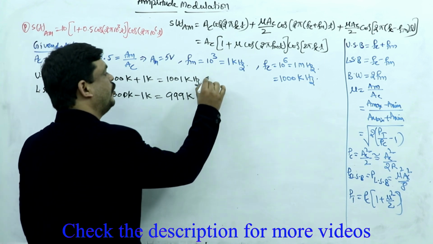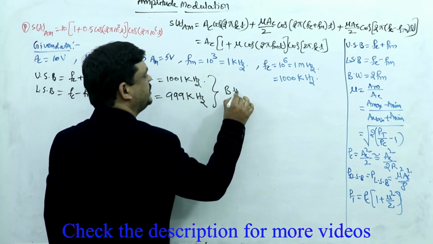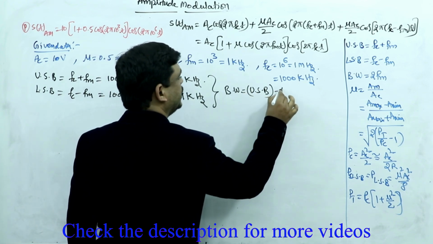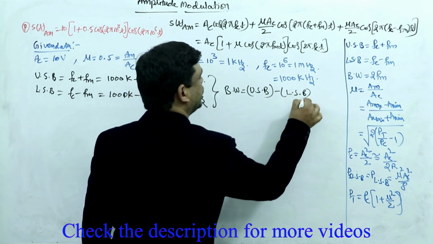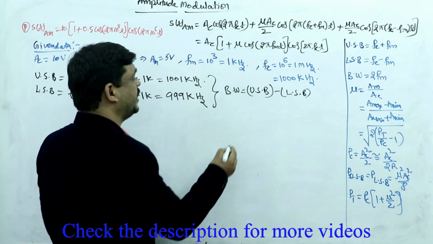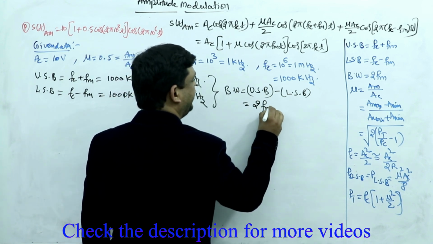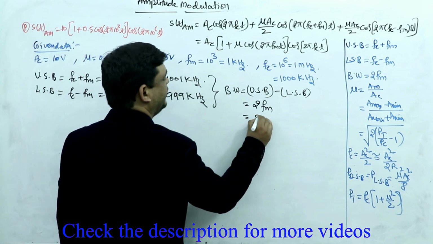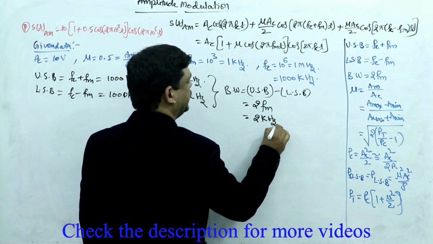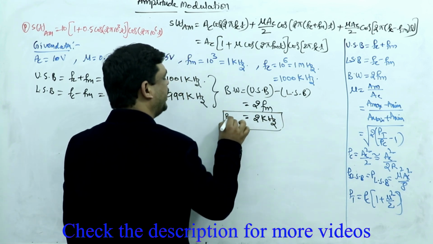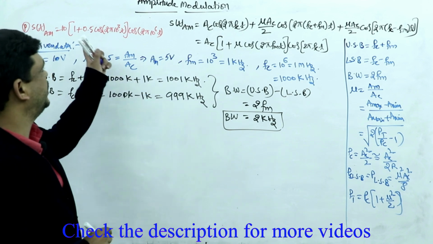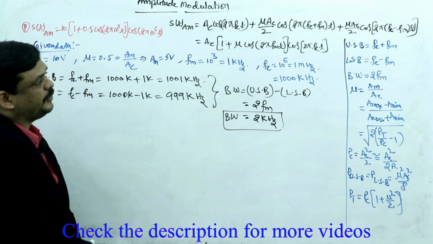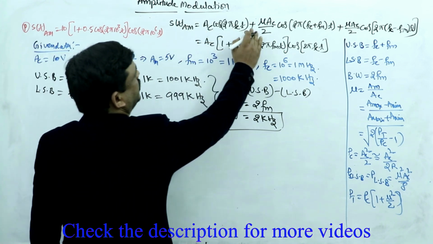And from these two I am writing now the bandwidth. Generally, what is the standard equation of the bandwidth? The bandwidth is equal to upper sideband frequency minus lower sideband frequency, this is equal to 2 into Fm. Fm is here 1 kilohertz. Then finally the bandwidth becomes 2 kilohertz. The bandwidth of the AM modulated signal from the given data becomes 2 kilohertz.